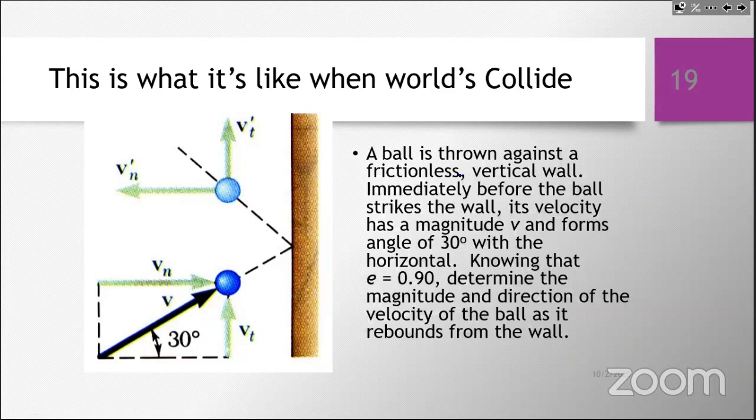Coefficient of restitution is 0.9. Is that going to get us a large bounce or a small bounce off the wall? What's the difference? Large bounce or small bounce? What do we think? I mean, 50-50 is a pretty good shot. It's better than SATs, man.